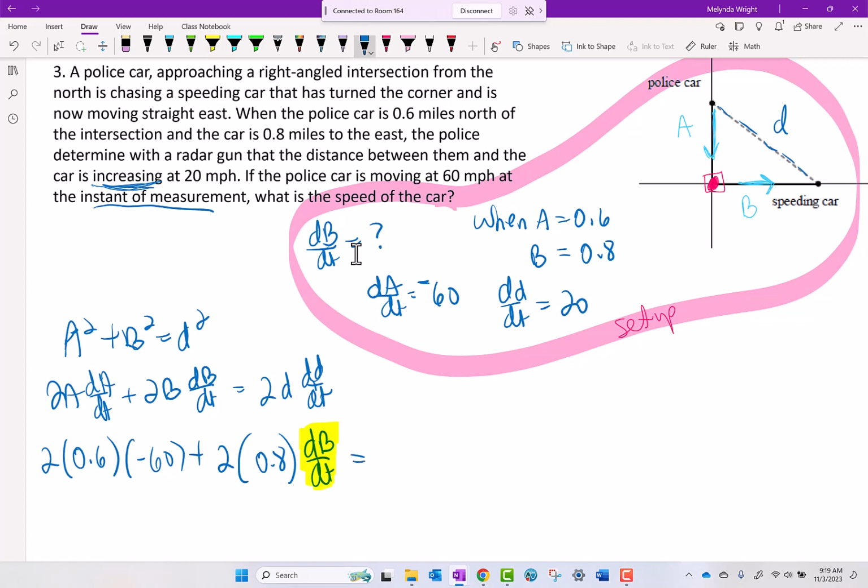Equals 2 times. Do we have D? We don't have D yet. I'm just going to put that there for right now. We don't know what that is yet. And do we have dD/dt? We sure do. That's 20. So we have most of the numbers, which is great. We just don't have D. So what we have to do is think about that. Is there a way to go back and find D? We can, can't we?